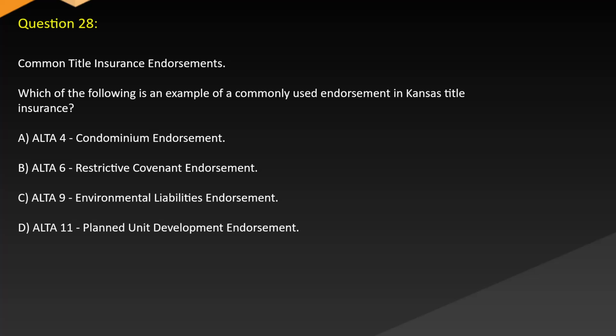Question 28. Common title insurance endorsements. Which of the following is an example of a commonly used endorsement in Kansas title insurance? A. ALTA 4, condominium endorsement. B. ALTA 6, restrictive covenant endorsement. C. ALTA 9, environmental liabilities endorsement. D. ALTA 11, planned unit development endorsement.